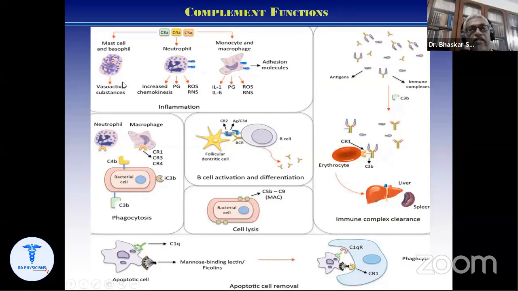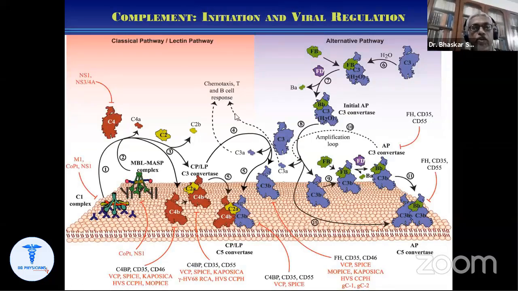So basically, this is how it causes inflammation by C3a, C4a, and C5a, by activation of mast cells, basophils, neutrophils, monocytes, and macrophages. And then there can be phagocytosis, because like I said, this C3b can bind to this receptor, and then phagocytosis is enhanced, and they can cause cell lysis by this membrane attack complex, and so on.